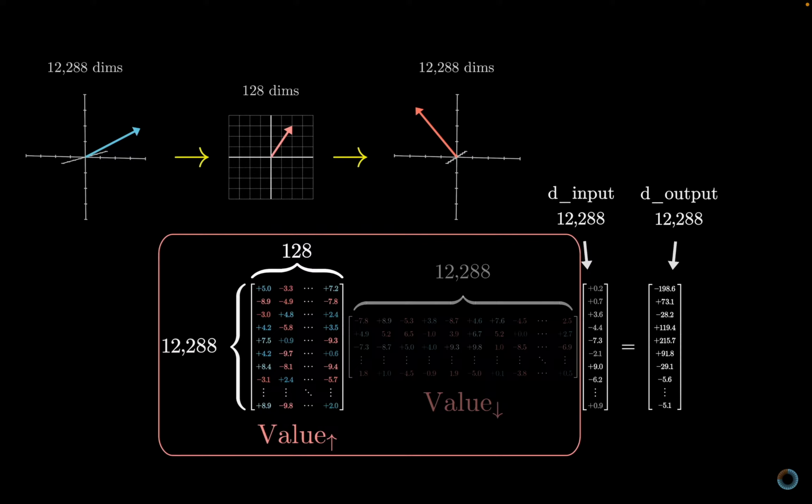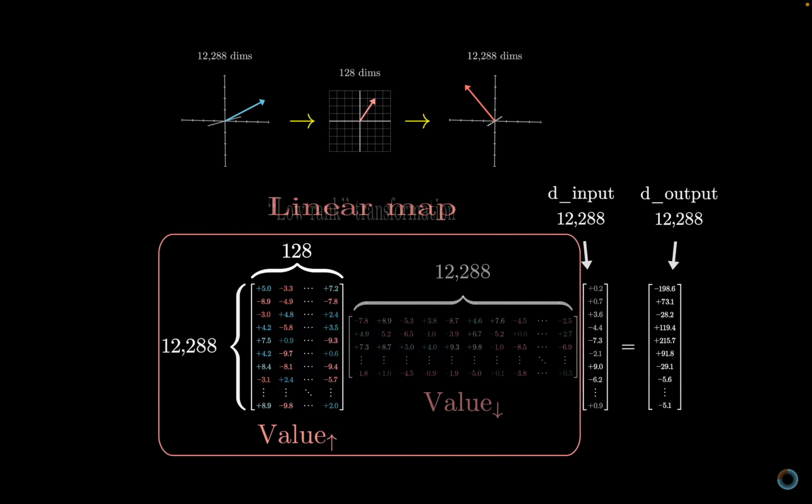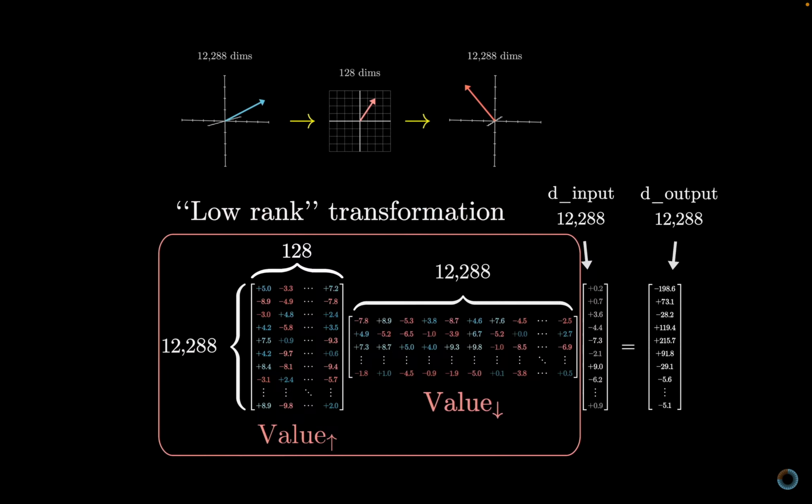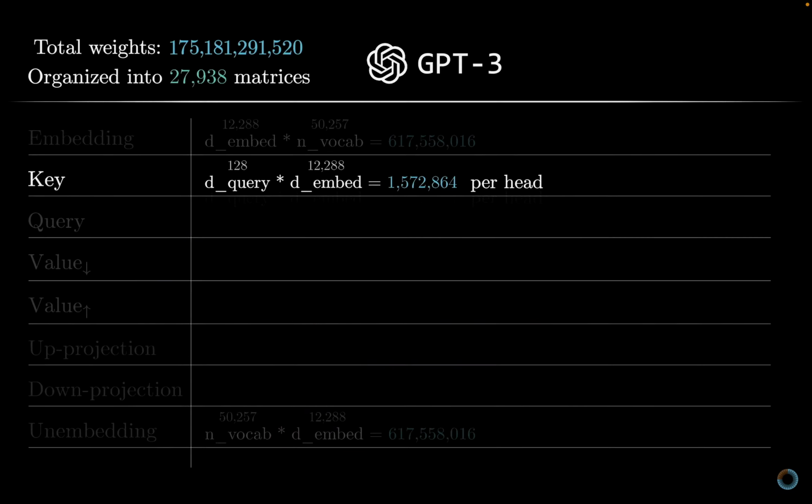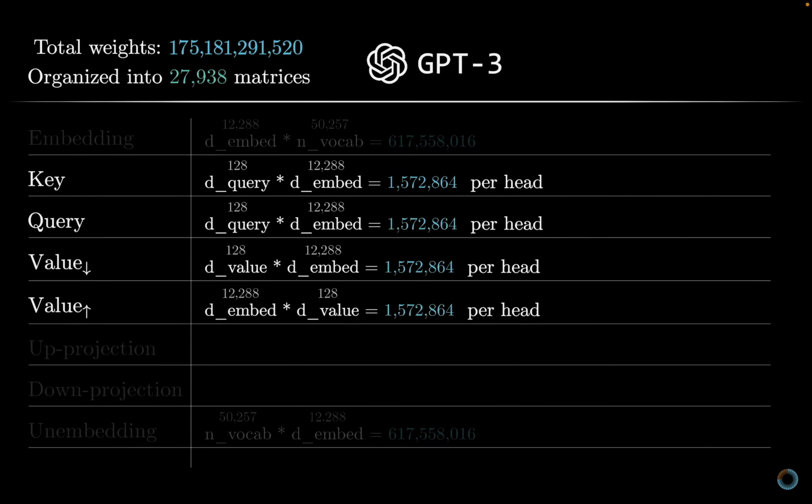The way that you would see this written in most papers looks a little different. I'll talk about it in a minute. In my opinion, it tends to make things a little more conceptually confusing. To throw in linear algebra jargon here, what we're basically doing is constraining the overall value map to be a low-rank transformation. Turning back to the parameter count, all four of these matrices have the same size, and adding them all up, we get about 6.3 million parameters for one attention head.